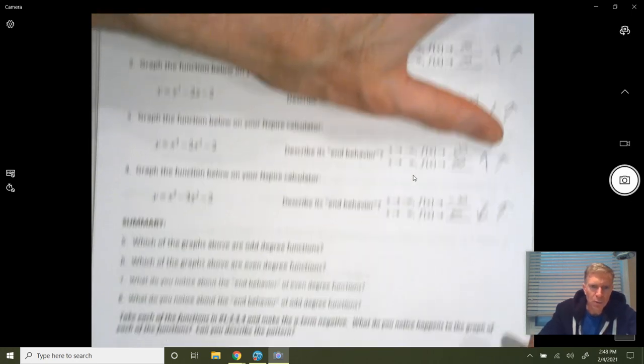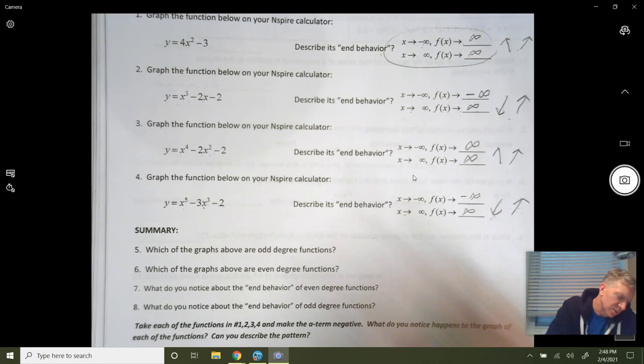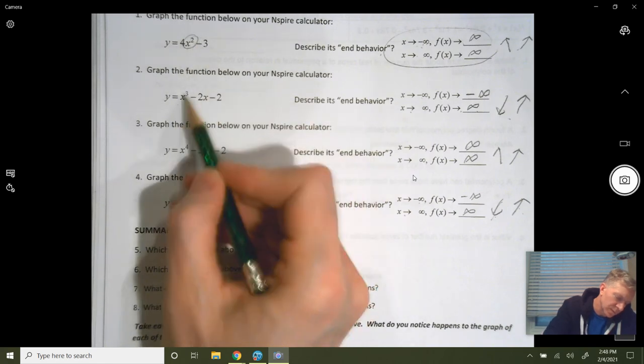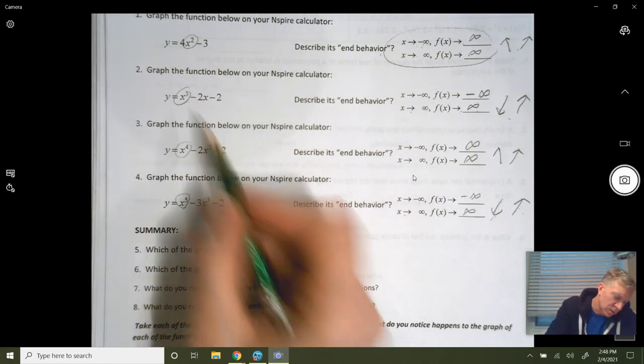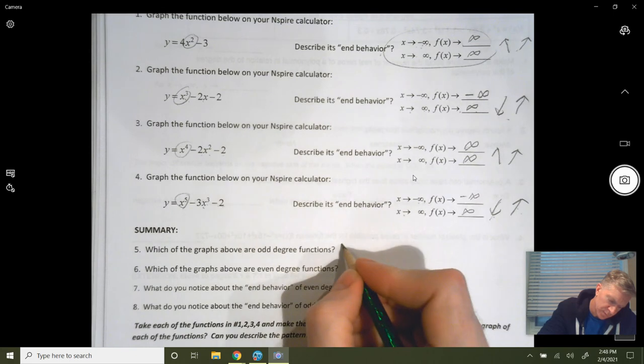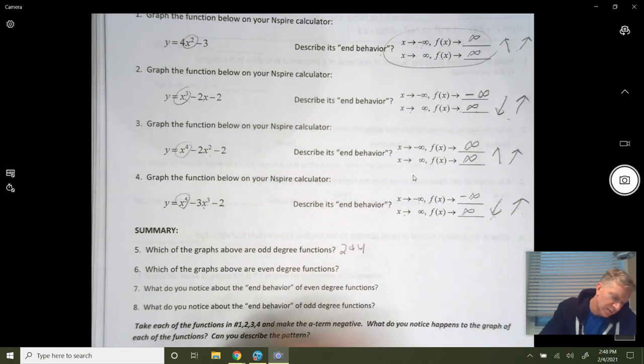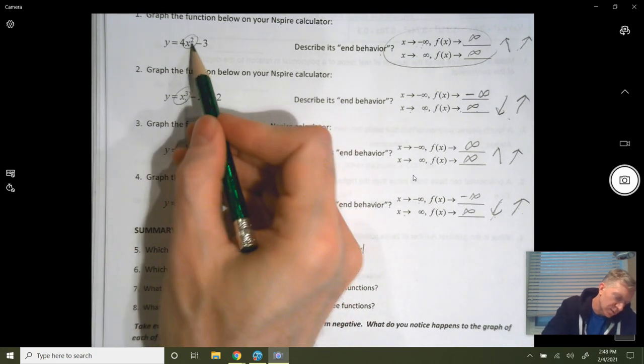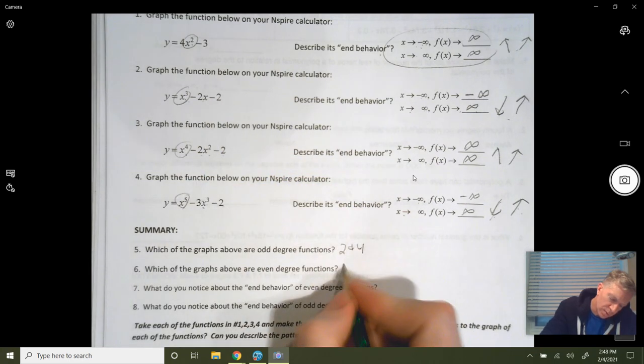Okay. Now, which of these are odd degree functions? So we look at the highest degree term. The odd ones are 2 and 4. Which ones are even degree? That's second degree and fourth degree, so 1 and 3.